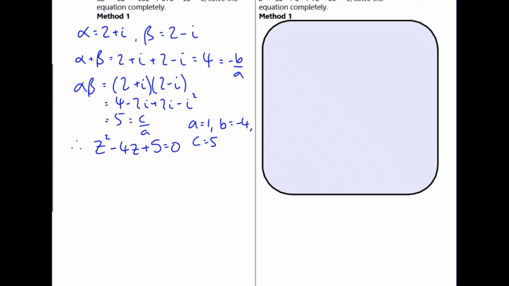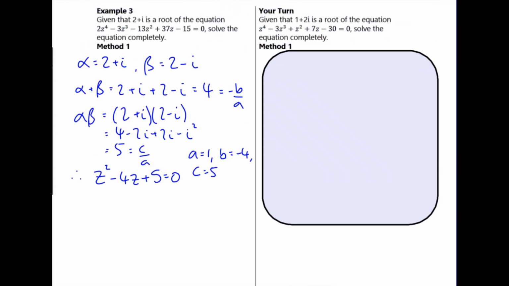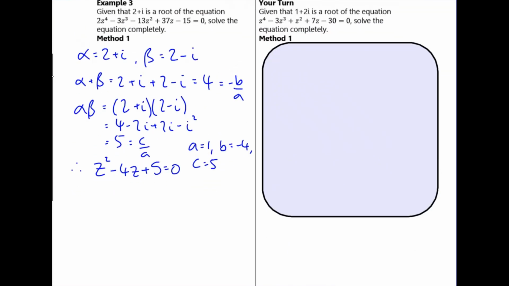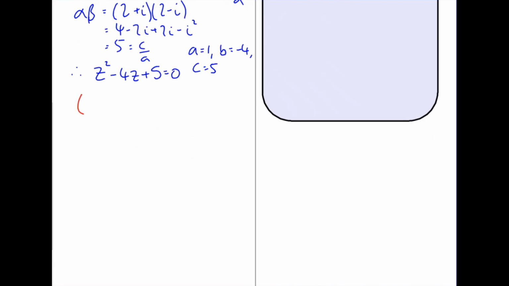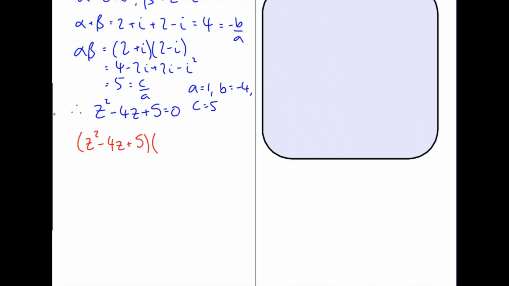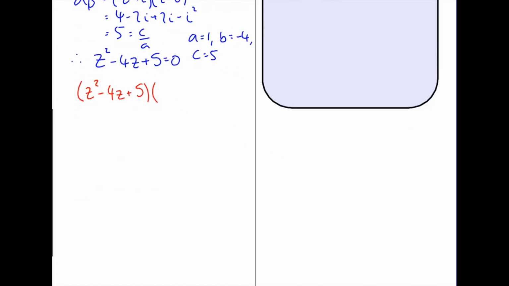And I know that this will be a factor of that quartic. So what I'm going to do now is I'm going to factorize the quartic equation into this quadratic and another quadratic in that bracket. Now you can use whatever method of division you prefer. If you really want to do long division, you can do.